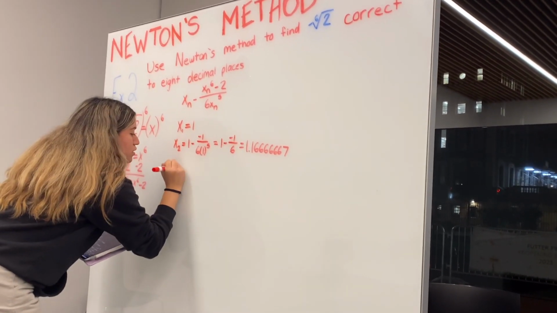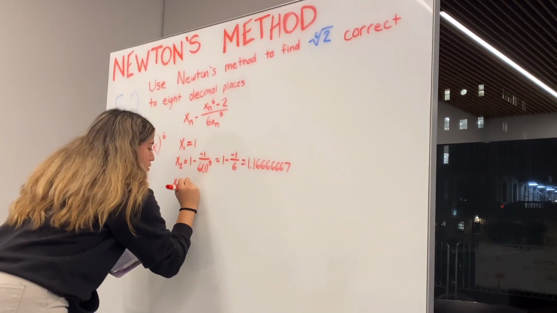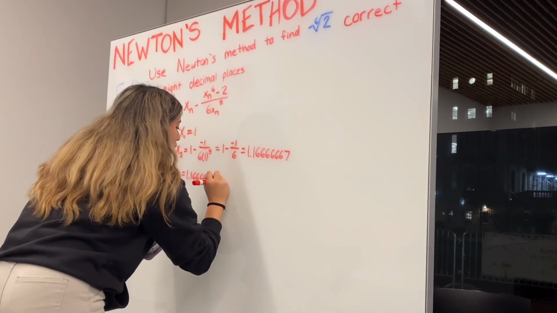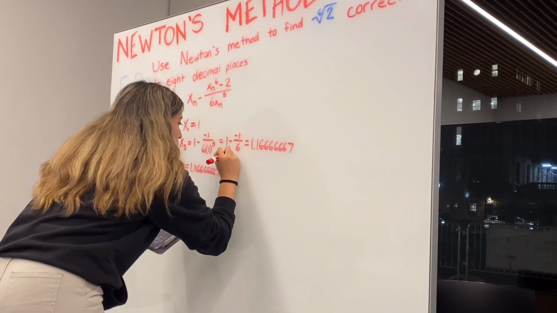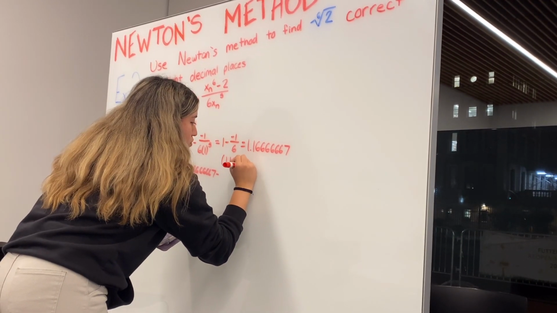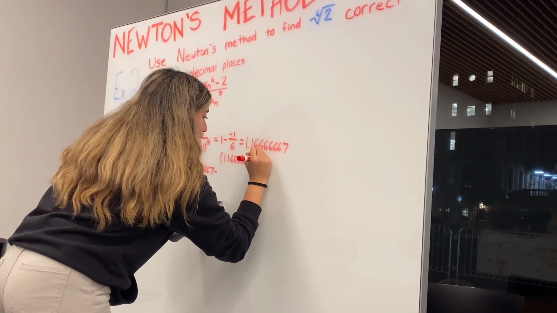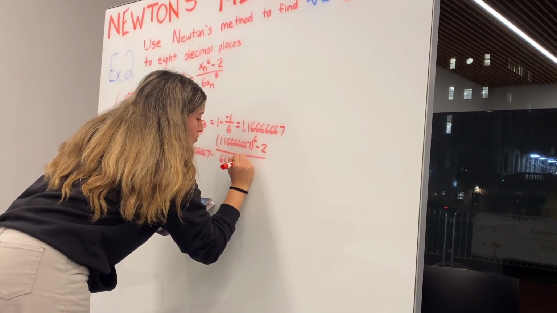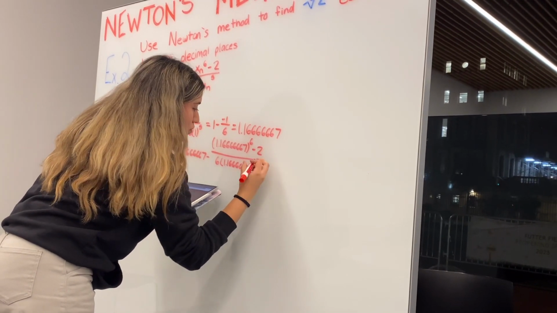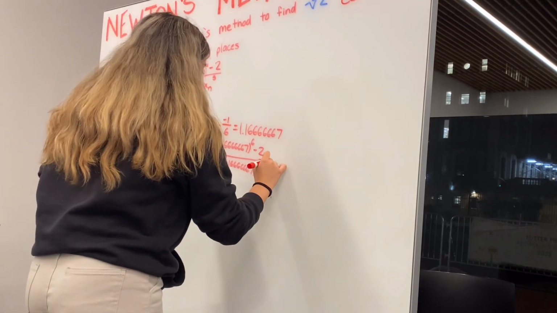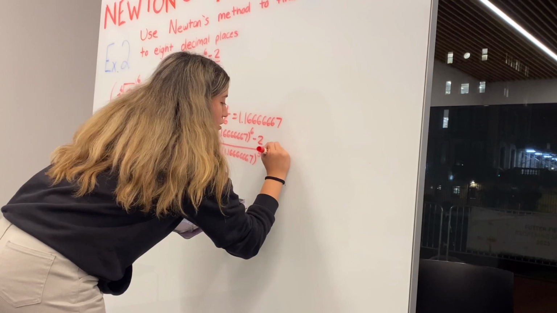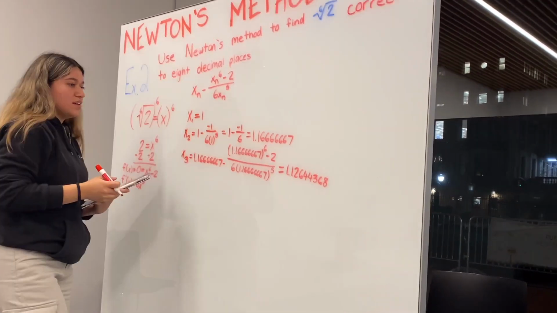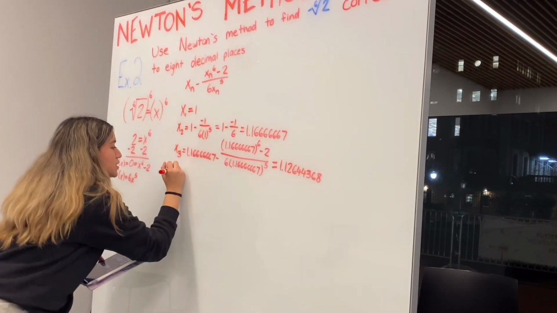Now that we have this answer, we are able to do x3, which would then be this number over here, so 1.166666667 minus, and then once again, just get this big number over here. Put it to the 6th power, subtracted by 2, over 6 times the big number. So once again, when you do this math, you will get an answer of 1.1264438.